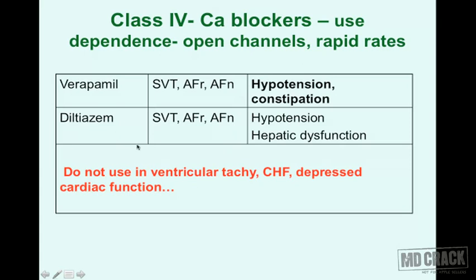They are calcium channel blockers, so they produce hypotension. Verapamil, as you know, can produce constipation. That's very characteristic of verapamil. And diltiazem produces hepatotoxicity. We have to be cautious. These are calcium channel blockers. Don't use for ventricular tachycardia. Don't use in the presence of heart failure because they themselves suppress the myocardium. And whenever there is depressed cardiac function, take care not to use a calcium channel blocker. So this is class 1, 2, 3, 4.